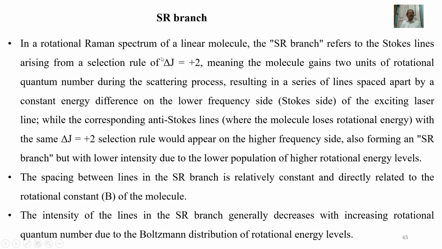SR branch. In a rotational Raman spectrum of a linear molecule, the SR branch refers to the Stokes lines arising from a selection rule of del J equals plus 2, meaning the molecule gains 2 units of rotational quantum number during the scattering process. This results in a series of lines spaced apart by a constant energy difference on the lower side, which is nothing but the Stokes line of the exciting laser line. The corresponding anti-Stokes line, where the molecule loses rotational energy with the same del J equals plus 2 selection rule, would appear on the higher frequency side, also forming an SR branch, but with lower intensity due to the lower population of higher rotational energy levels.